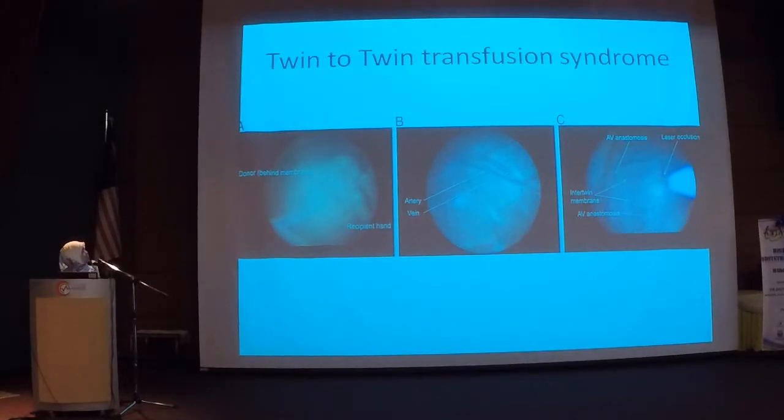This is from the endoscope. They search for the artery or vein which is anastomotic, and then they ablate the area. This is after the ablation.